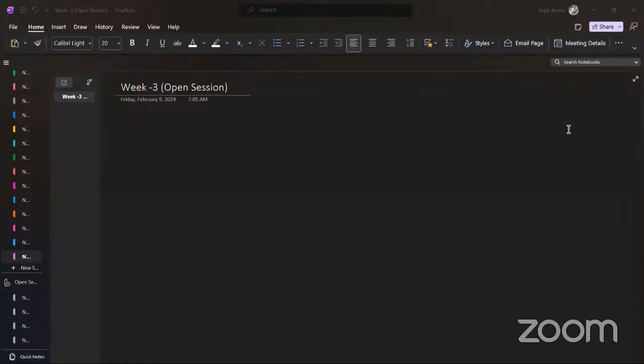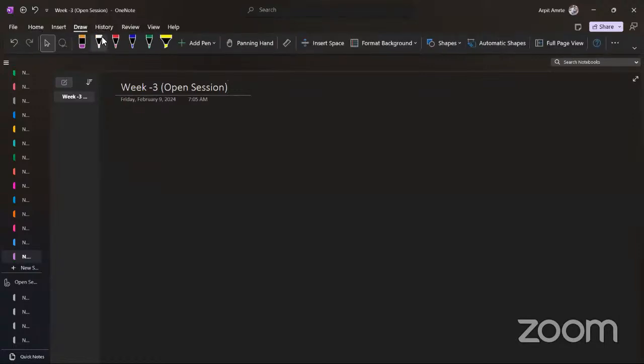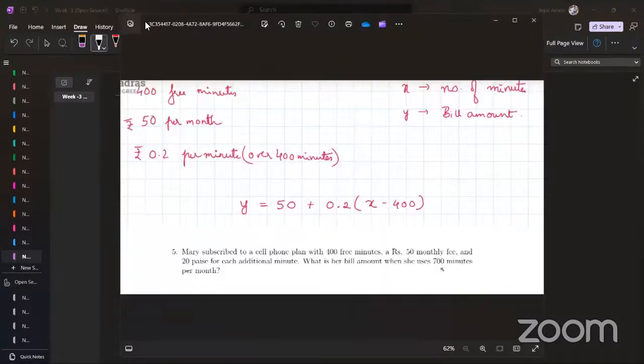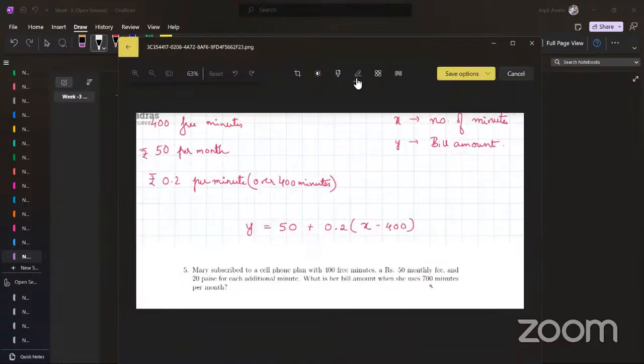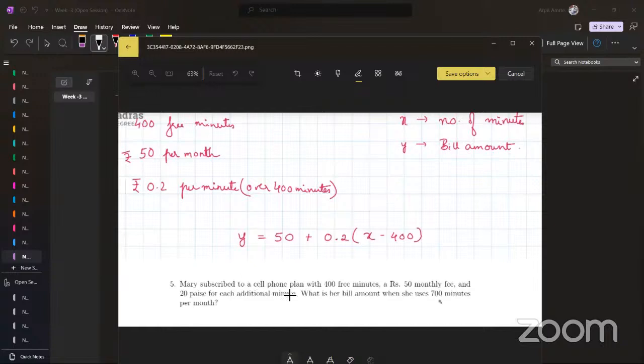See, so what is this? Mary subscribed to a call phone plan. Okay, Mary is a girl. She subscribed to a call phone plan with 400 free minutes, rupees 50 monthly. Okay, let me share that question as well so that everyone can see. Is the question visible to all? Yeah. But the formation of the equation is not correct, right? Yeah. So Mary subscribed to a call phone plan with 400 free minutes, rupees 50 monthly and 20 paise for each additional minute. Okay. So basically what it will be?